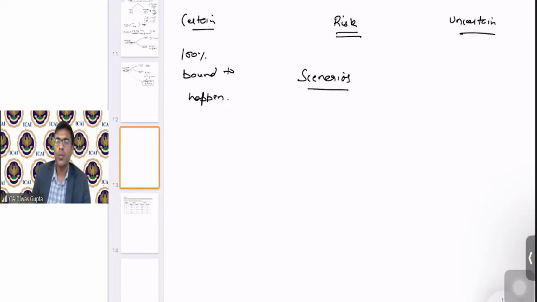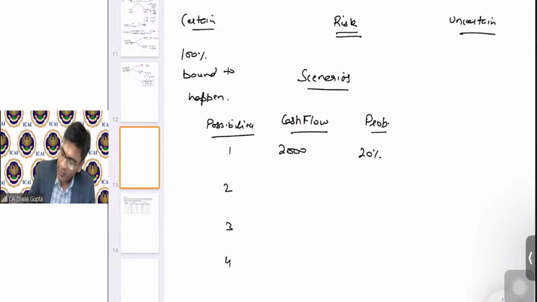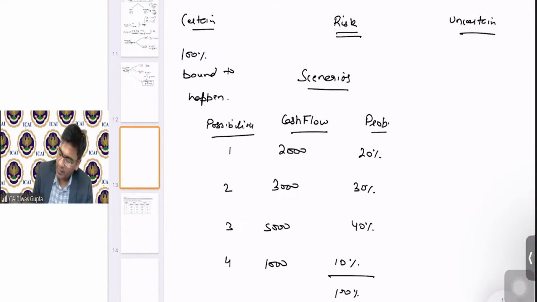Since we're talking about capital budgeting, I can explain it through a scenario. So let's say cash flow probability. Let's say there are four possibilities. The first possibility says that 2000 will be the cash flow, but there is a 20% chance to it. 3000 can be the cash flow, but there is a 30% chance to it. 5000 can be the cash flow, but there is a 40% chance to it. And 1000 can also be the cash flow, but there is a 10% chance to it. So this totals as 100%. Okay. The probability totals as 100%.